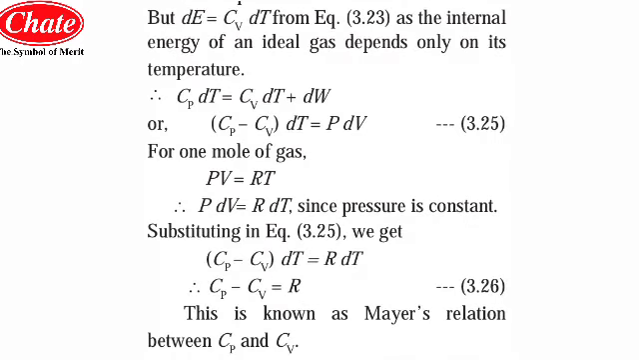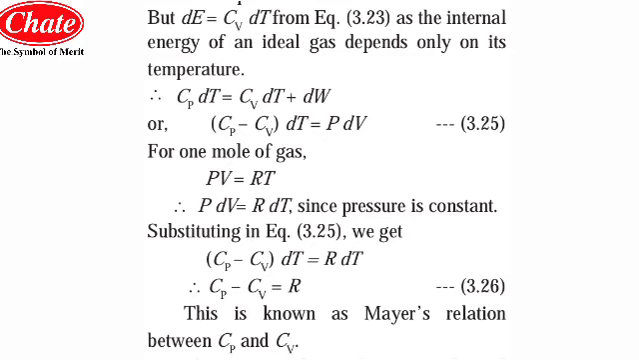But here the internal energy dU will be equal to Cv into dT, from the above equation, as the internal energy of the gas depends only on its temperature. As we have learned in thermodynamics, if you want to increase the internal energy, you have to supply heat to the gas enclosed in the cylinder, but no work should be done. Then the internal energy of that gas will be raised.